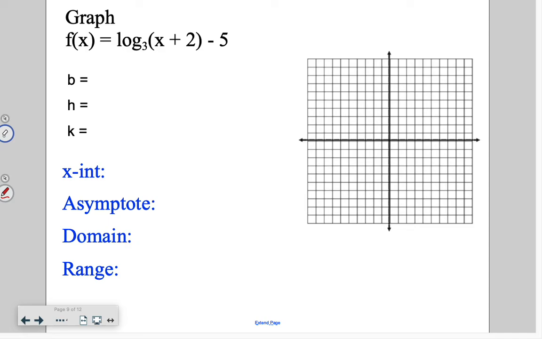The hardest part will be to try to find that X-intercept. Trying to set that up and solve for that, since we haven't done a lot of that yet.